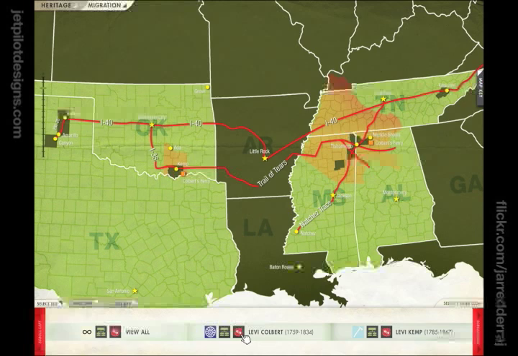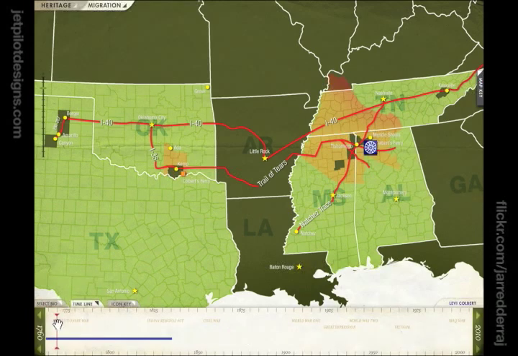So if we were to want to view migration patterns on a specific person, let's say Levi Colbert, who was my sixth great grandfather who lived from 1759 through 1834, we would scroll back to him, click his migration pattern, and he would show up on the map with his corresponding icon and color.